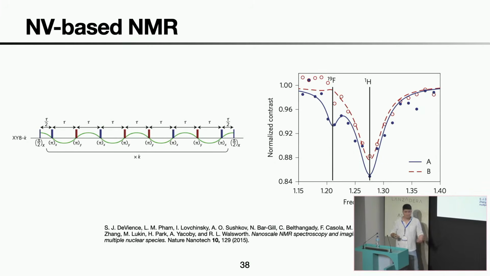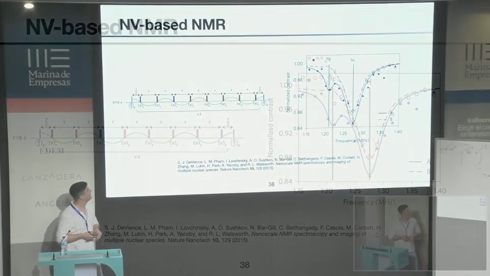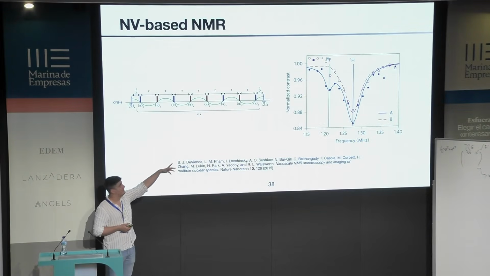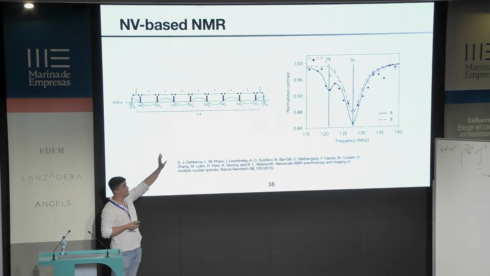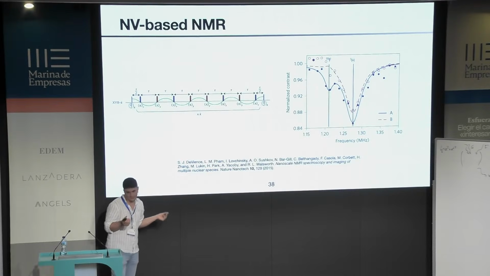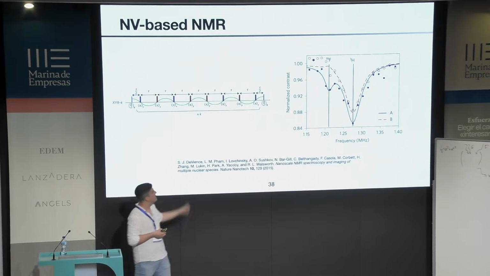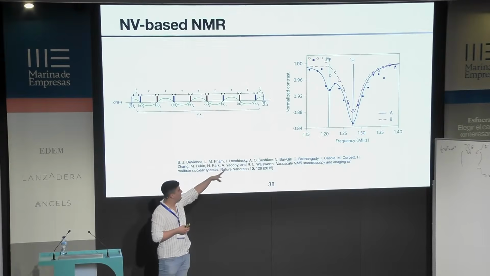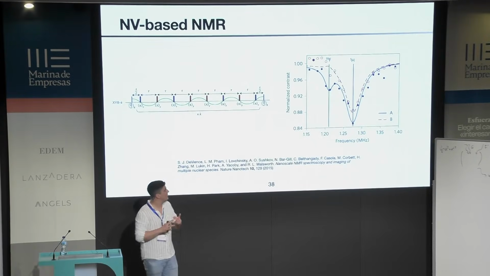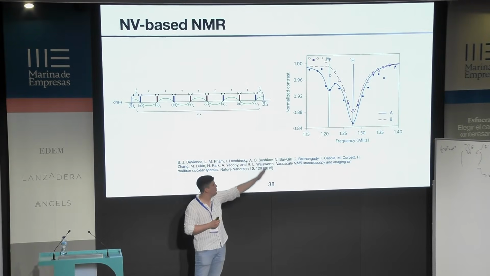OK, and this has been done. This is an example from 2015 by the group of Ronald Walsworth. This is the sequence they used, very similar to the thing we've been looking at. They just changed a little bit the phases of the pi pulses because it's a little bit better, but it's exactly the same idea. And that's the spectrum of some substance that contains fluorine and hydrogen. And indeed, you can see two peaks here.